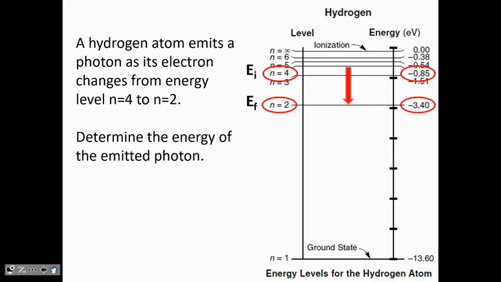Here's an example of how that works. Let's say you have a hydrogen atom, and that hydrogen atom emits a photon as an electron changes from energy level 4 to 2. So this electron is emitting a photon of light as it transitions from n equals 4 to n equals 2. On my energy level diagram, I locate the initial and final energies of the electron, and to determine the energy of the photon emitted, I take those two values and I subtract them.